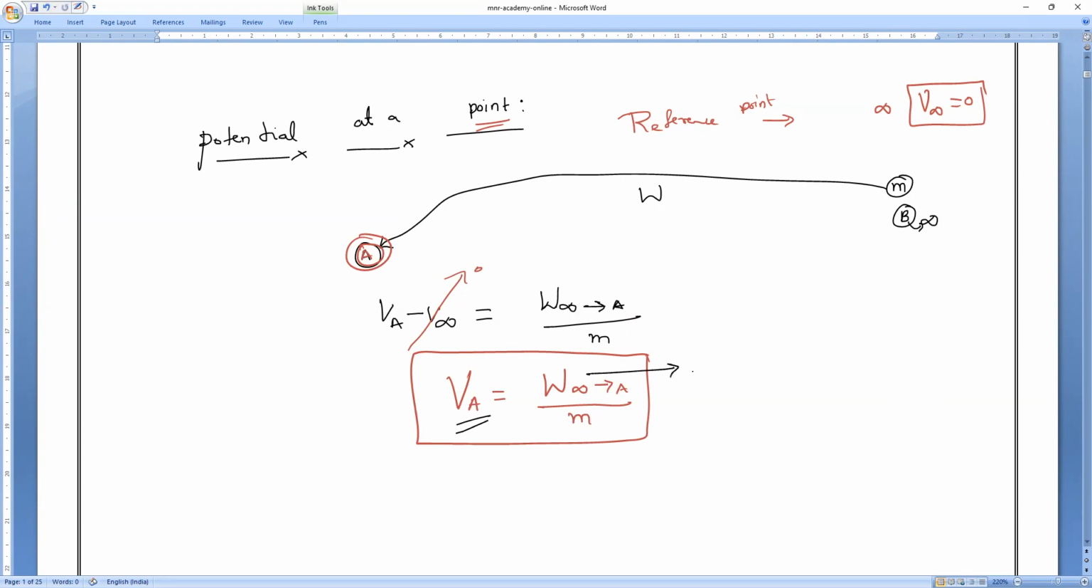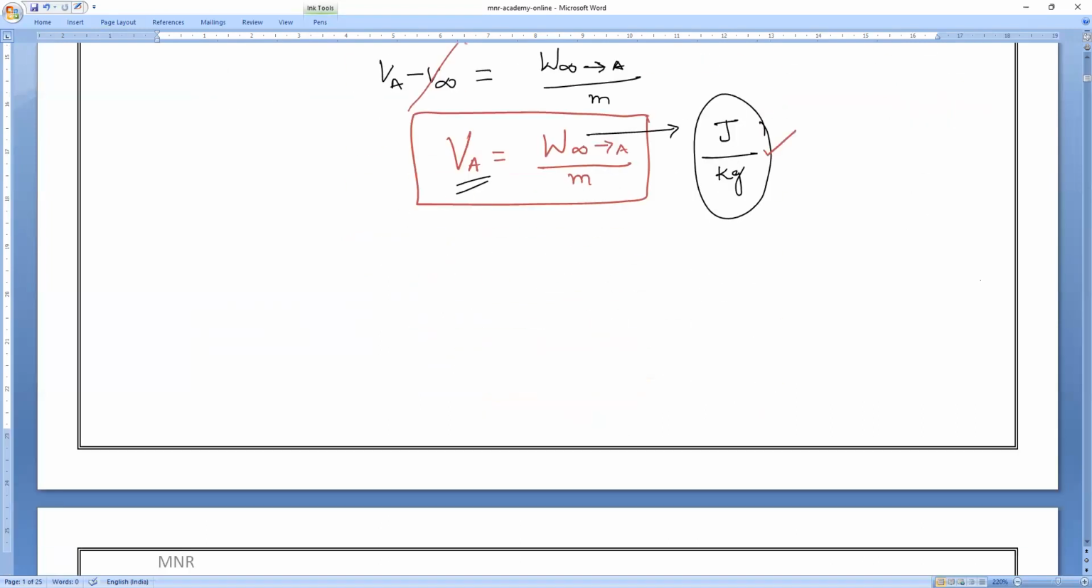Yes. And what is the unit of work done? The unit of work done is joule and the unit of mass is kilogram. So this is the gravitational potential difference: joule per kg. Joule per kg.